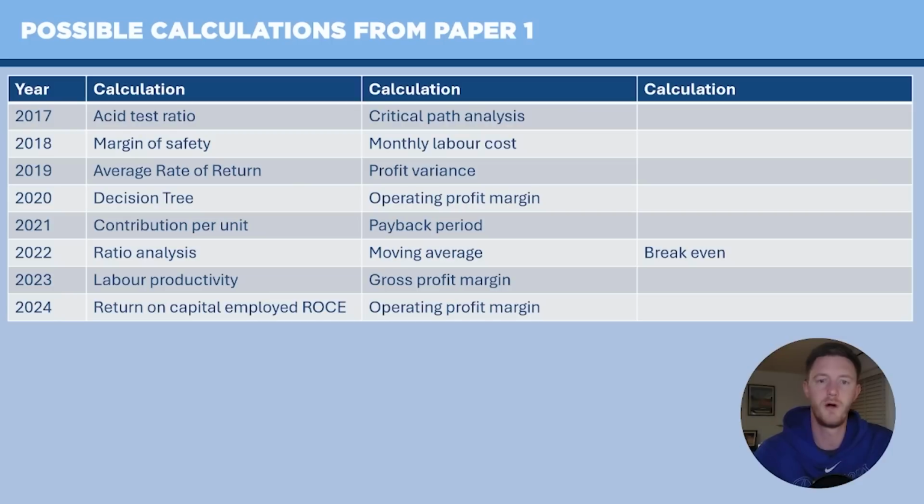In terms of what's come up in previous years, here's the list. So it's definitely worth having a look at this. We've got acid test ratio, critical path analysis, margin of safety, average rate of return comes up once. Decision trees in 2020, but not since. We've seen some profit margins over the last few years. Definitely worth making sure you can do all of those and have a look at some of those questions as well.